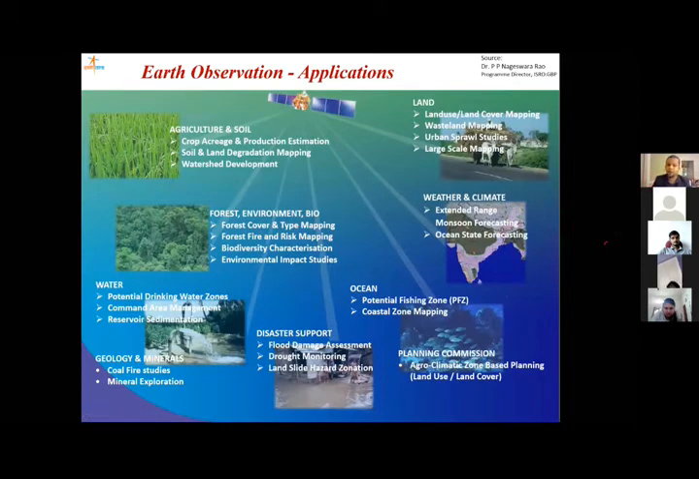Well, the applications are quite vast. They just cannot be put into a single slide. They start from agriculture, land use, land cover mapping, forest, weather, water, geology, disaster, ocean planning, whatever you would like to do or study based on the Earth's resources and satellite data. If you'd like to look at resources and sustainability, remote sensing helps you do all of these in the best possible manner.